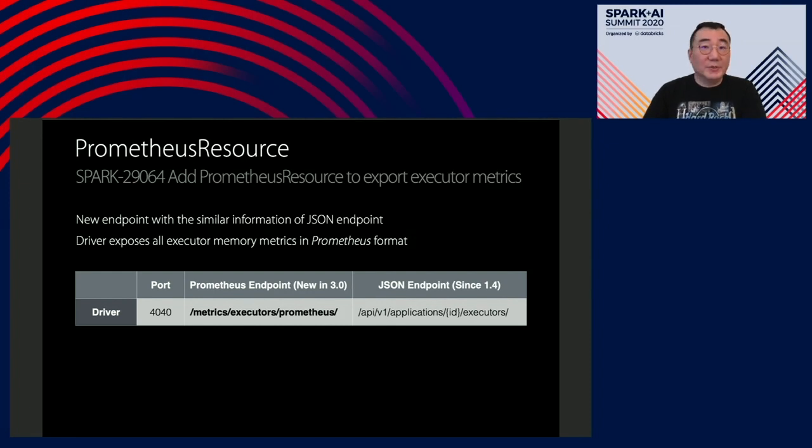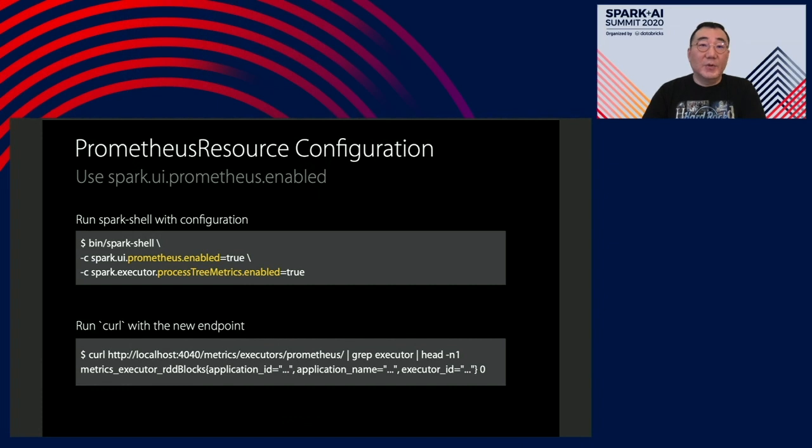The Prometheus resource is also designed to provide similar information to the existing JSON REST API. The new endpoint URL is /metrics/executors/prometheus and is exposed on the driver side. When you enable the Prometheus service, it's also recommended to enable process tree metrics. This is useful when you use PySpark. In this Spark shell example, both configurations are enabled, and you can get the executor metrics from this new endpoint, like the result at the bottom.